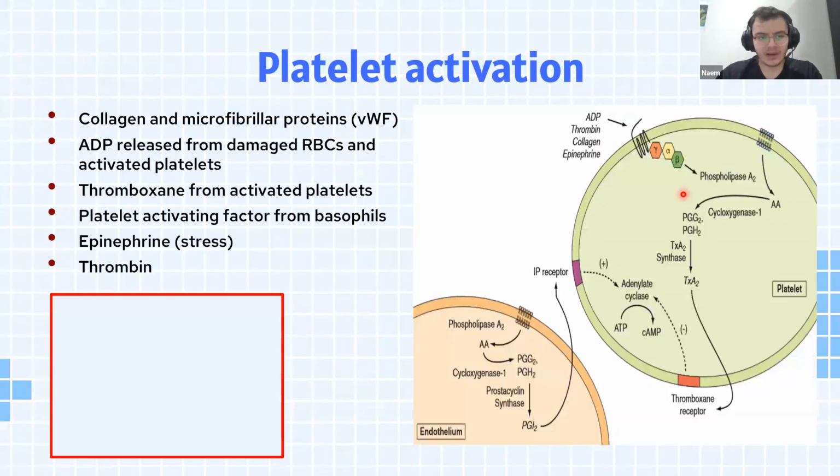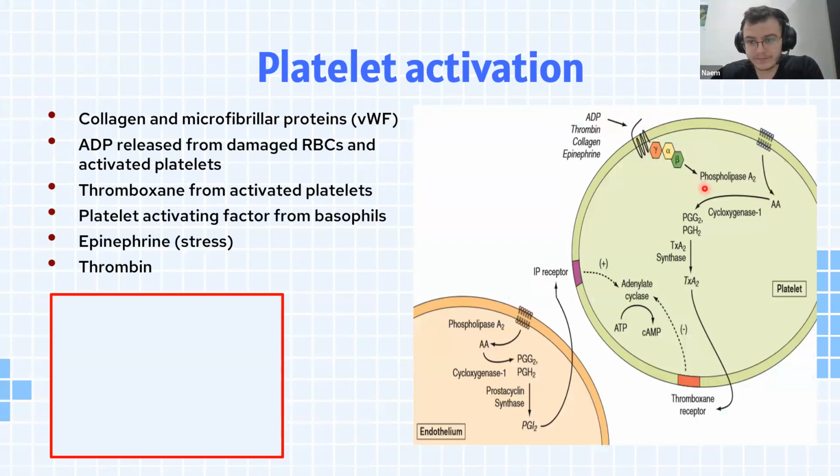Okay, now let's talk about how we activate a platelet. First of all, remember our beloved molecule ADP that we have been talking about all day. This is a platelet and this is an endothelium. So ADP will come here. When ADP comes, it's going to bind to its receptor on the platelet that we talked about.